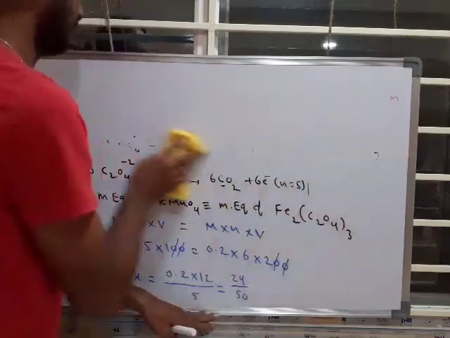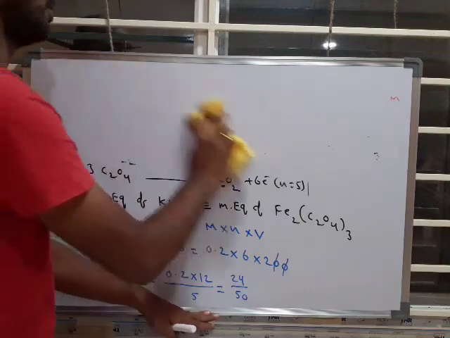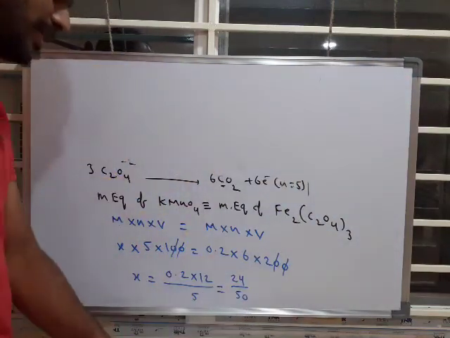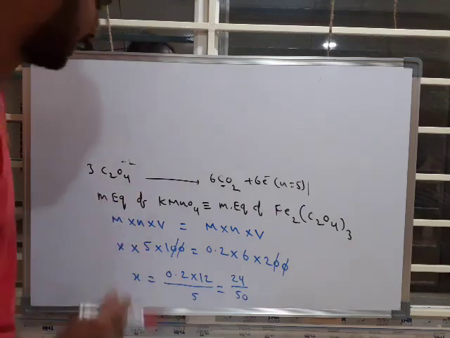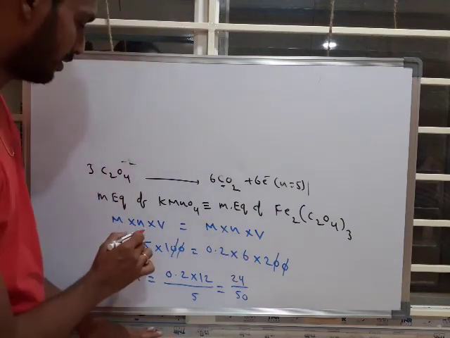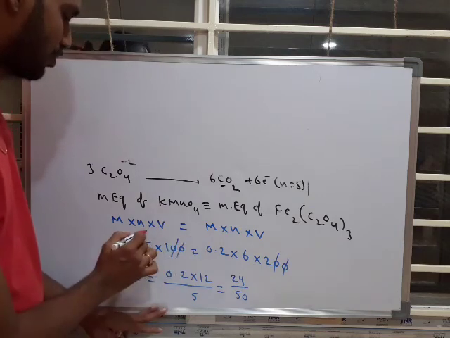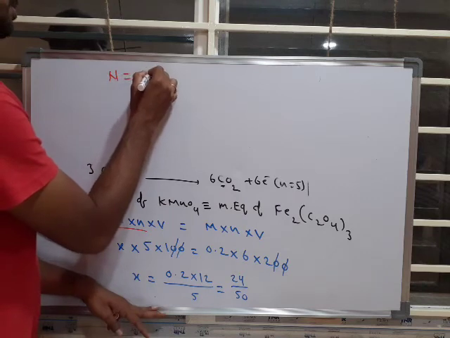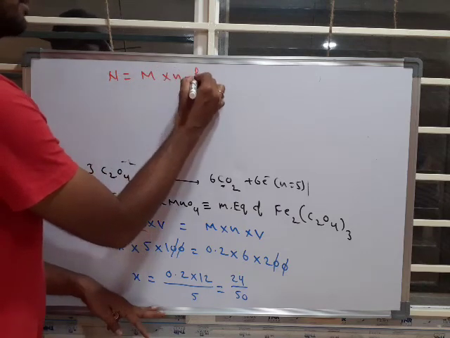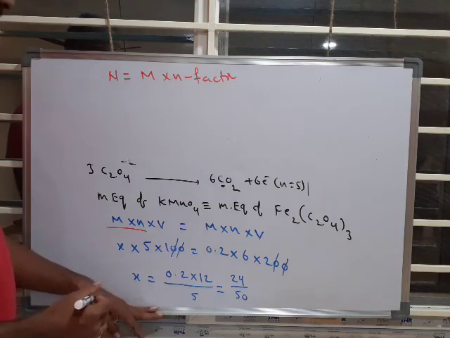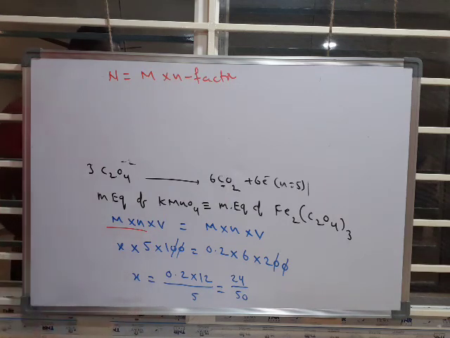Do you remember the relation between molarity and normality? Actually milli equivalents means normality into volume. But in the formula it is given in terms of molarity, M into n. Therefore normality equals molarity into n factor.